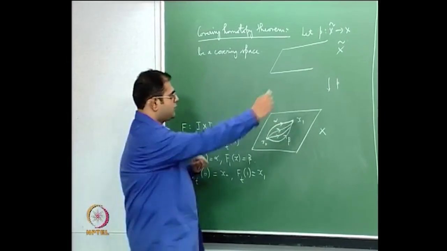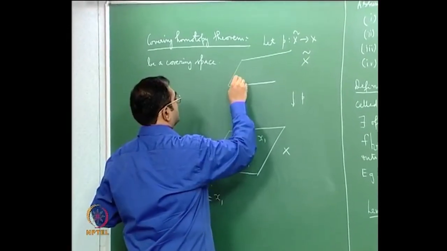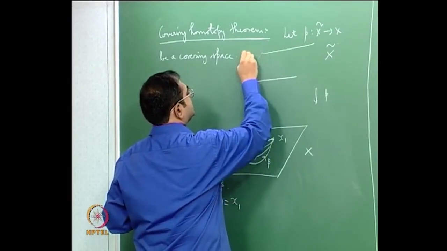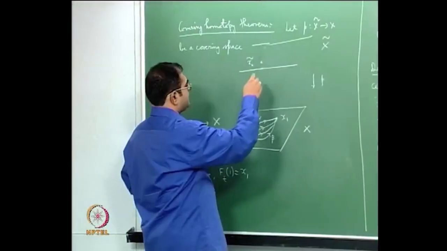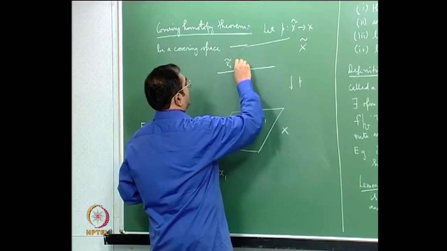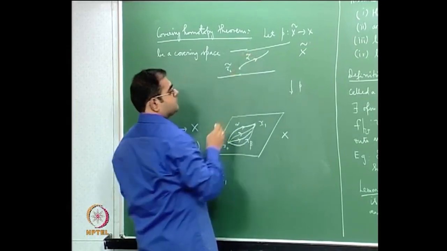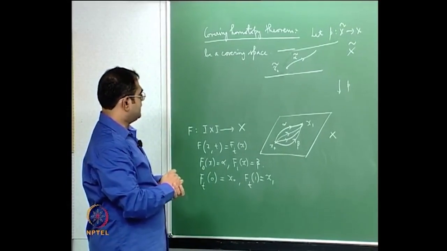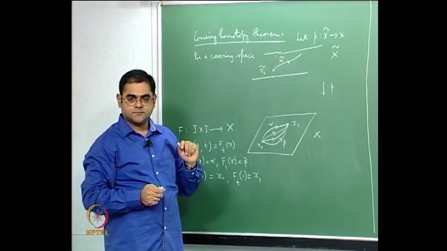Now, suppose I fix a point above x naught. Let me call this x naught tilde. That is a point above. And I have a path here which lies over alpha, so I have a path alpha tilde. Then the conclusion of the theorem is that I can lift the whole homotopy to a homotopy of paths above.